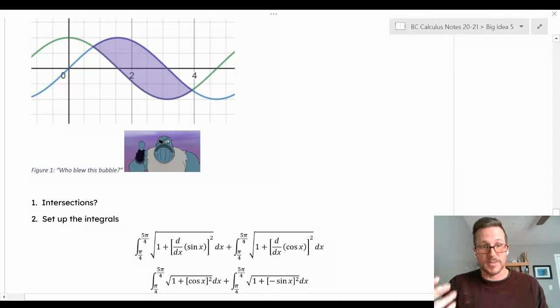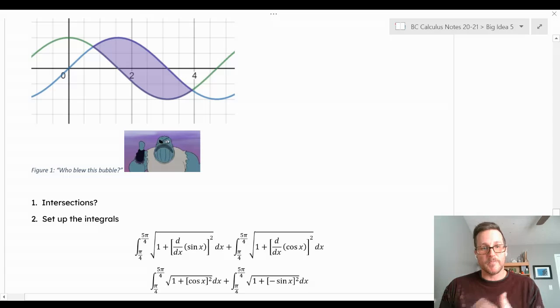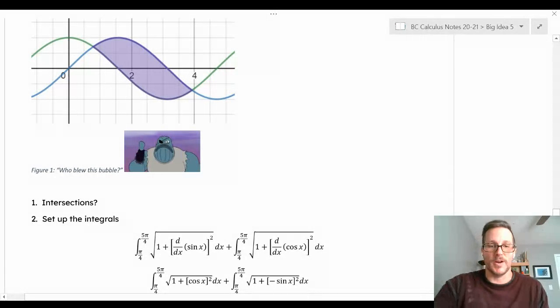right? The top part is sine x. So the integral from pi over 4 to 5 pi over 4, square root of 1 plus the derivative of sine, that piece squared. But then the lower part, which probably is the same, there's some symmetry going on here, but just for good measure, that would be the integral from pi over 4 to 5 pi over 4, square root of 1 plus derivative of cosine, that piece squared.